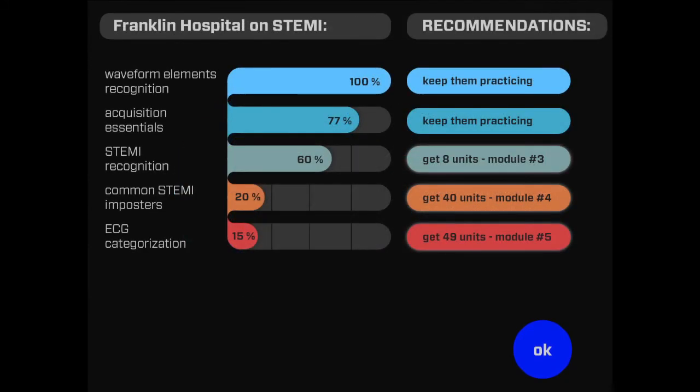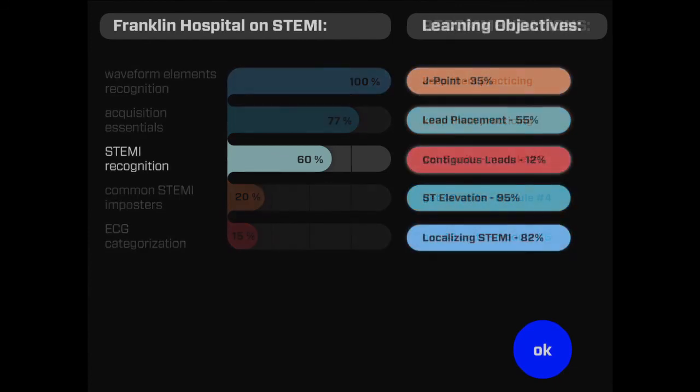Also available is a report on how the entity performed in each of the main topics of the assessment. Results provide a gap analysis and recommendations for specific, short, targeted learning modules. Performance for individual learning objectives of each main topic is available in the admin dashboard.